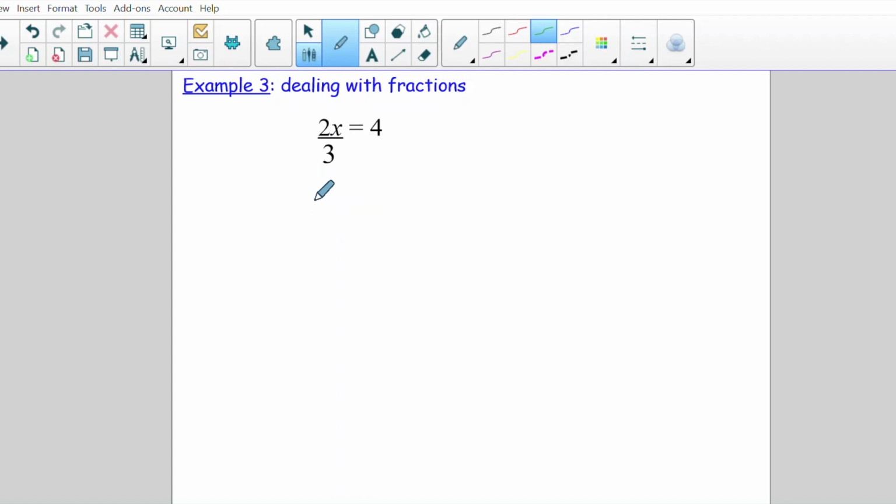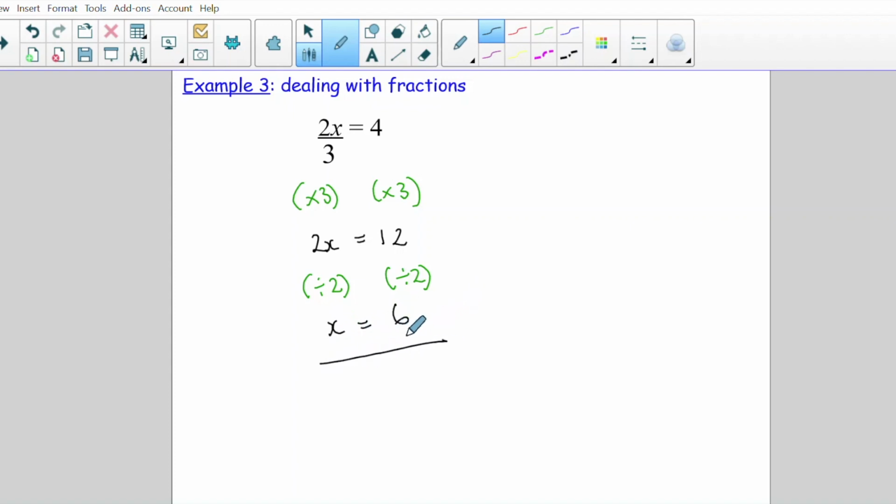So first of all, I'm going to times both sides by 3 to get rid of this divided by 3, remembering that's going to clear my fraction. So clearing my fraction, I'm left now with 2x equals, don't forget to follow your instruction, 4 multiplied by 3 is 12. Now I need to do the opposite of multiplying by 2. So I'm going to divide both sides by 2. And I'm going to be left with x equals 6.